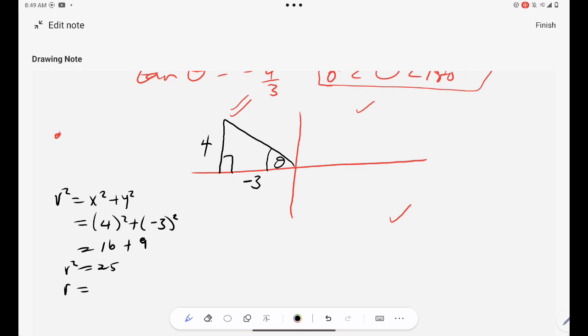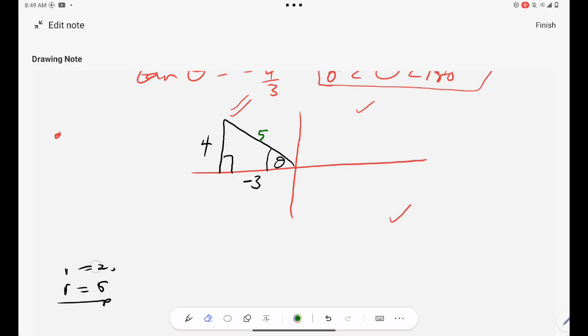And then I'll just introduce square roots on both sides. I'll simply get 5. This simply means that r is equal to 5. And now I can answer every question that might be given to me.